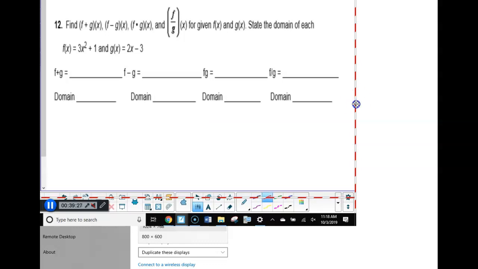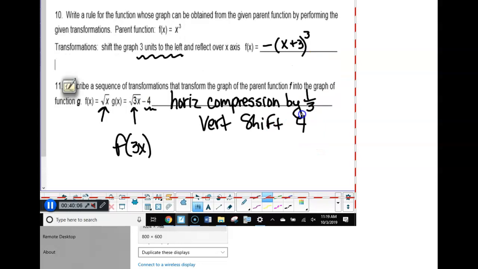Ooh, can I do this one? Number 12, if I had you write F over G, you would literally just write the F over the G. But that's the only one that's got a domain restriction. What can I not put in there? 2x minus 3 equals 0. X equals 3 halves. So x cannot equal 3 halves, right? Which it doesn't say we have to do it in intervals, so I'm not going to. What else?